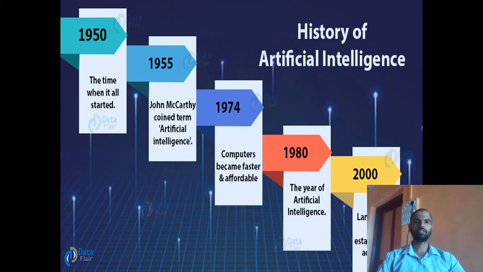So this is the history of artificial intelligence. In 1950, it was just started. In 1955, the father of artificial intelligence coined the term AI. In 1974, the computers and other peripherals became faster and affordable. In 1980, it was the year of artificial intelligence, and 2000 is the actual landmark year of the establishment of artificial intelligence. So this is the progress of artificial intelligence till date.